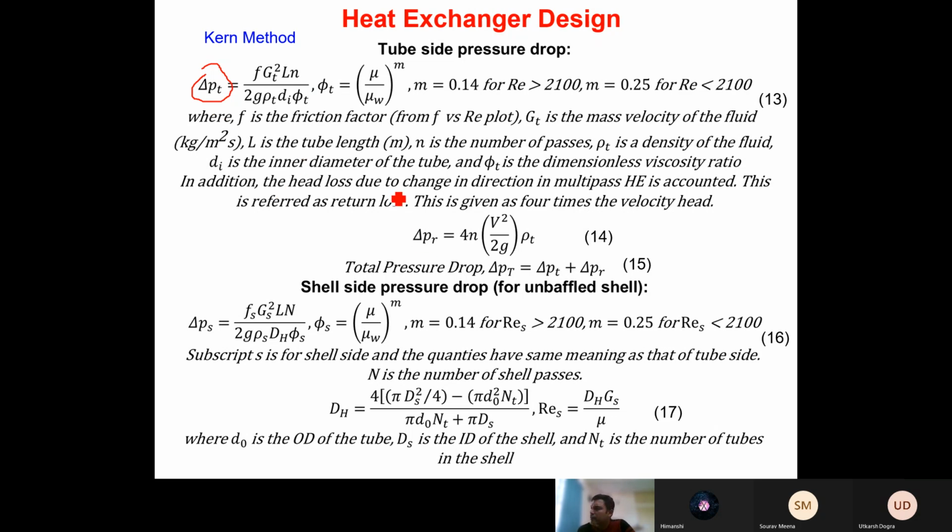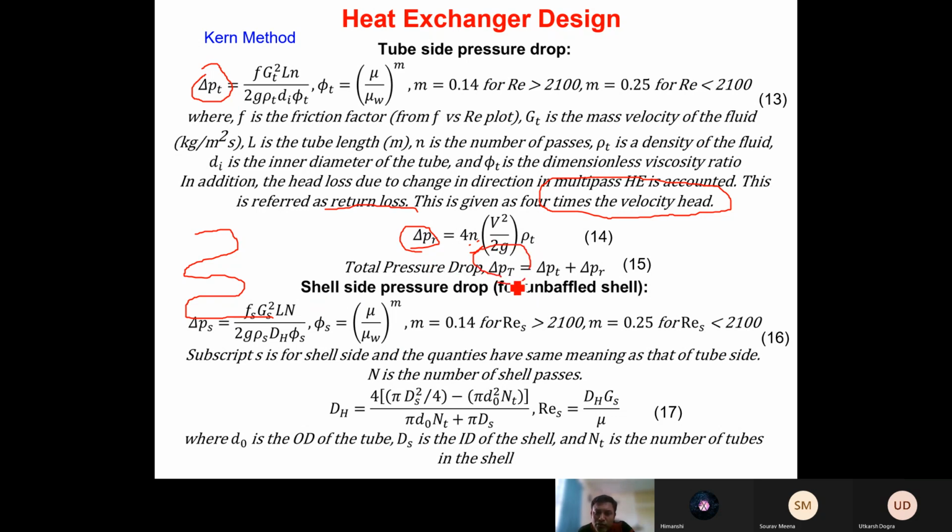Again, remember, in a multiple pass heat exchanger, the tubes are moving like this, isn't it? Correct. Depending on how many passes you are having, because the direction change of the velocity is taking place, there is a pressure drop, and this pressure drop is referred to as a return loss, and this return loss is calculated by using this equation, delta P_R, which is given as 4n v square by 2g into rho_t. Here n is the number of passes, and the summation of delta P_R and delta P_T is the total pressure drop. This is the total pressure drop taking place in the tube.